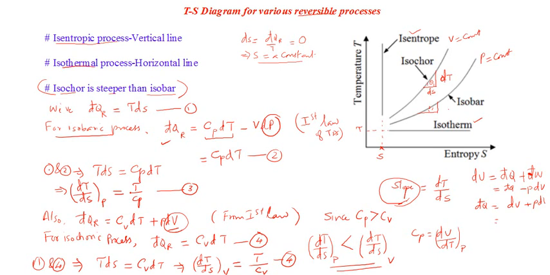In a way, we are now able to identify different processes when they are represented in a temperature entropy diagram. And I hope in the next video we will be able to draw the TS diagram for a diesel engine and also a petrol engine. Okay, thank you.